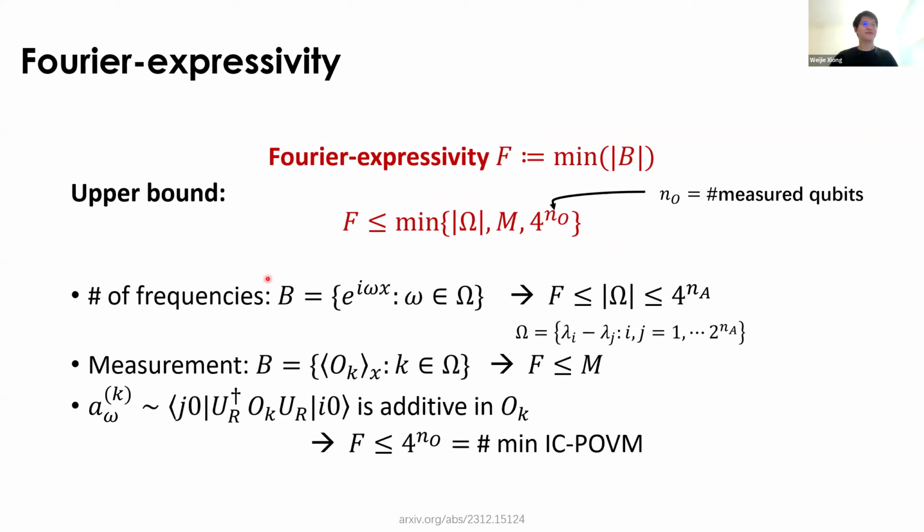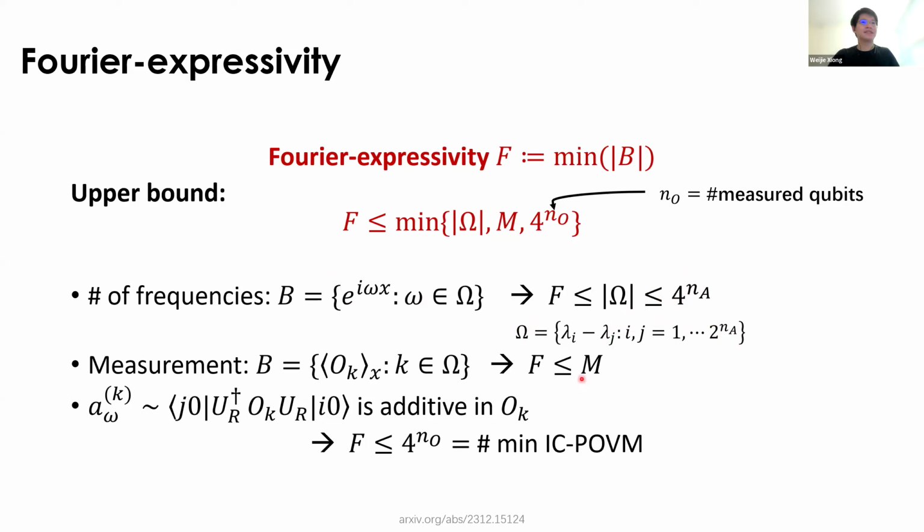First, the Fourier single modes are naturally orthogonal functions. Consequently, f is smaller than the number of Fourier frequencies. This is further upper bounded by the number of differences of eigenvalues, 4 to the NA. Because the dimension is 2 to the NA, then maximally we have 4 to the NA distinct differences.